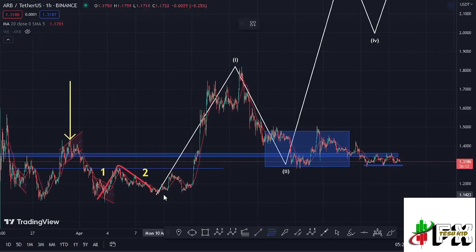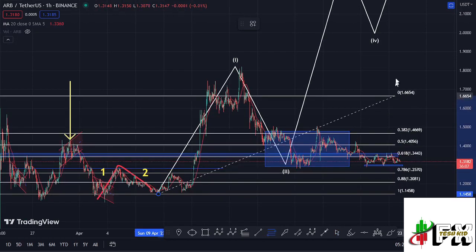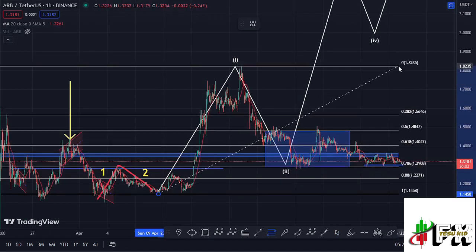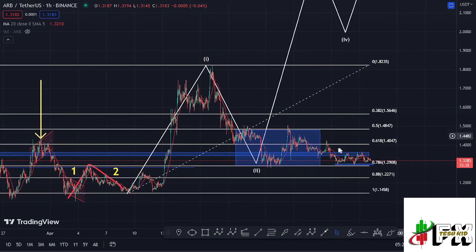And using the Fibonacci, connecting them from the low of the first wave to the high of that wave 1, that gave me a minimum retracement area in the formation of that wave 2 between the Fib level 0.5 and the Fib level 0.78, which is a target area that lies between the $1.4847 mark and the $1.2908 mark, which is the target area highlighted here on the chart using this blue target area.